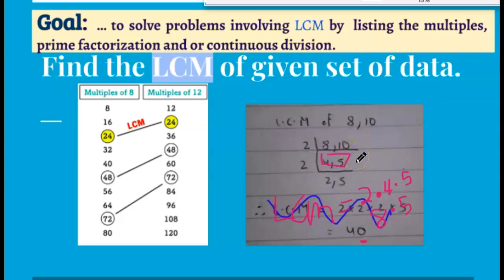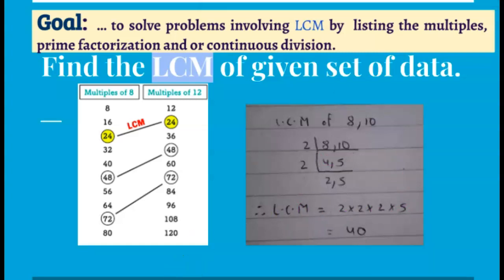But since at the back of our mind we're doing only common factors, I don't recommend continuous division when we do LCM because of that scenario, because you might forget and you might get the next multiple. So just do the listing and prime factorization, so it's easier. I mean, it's safer.